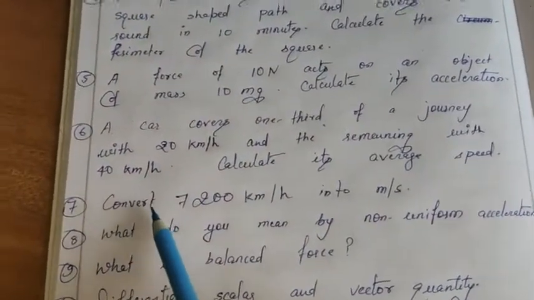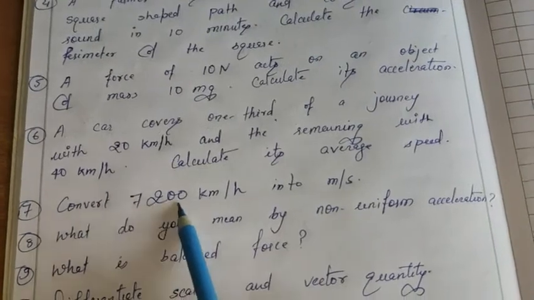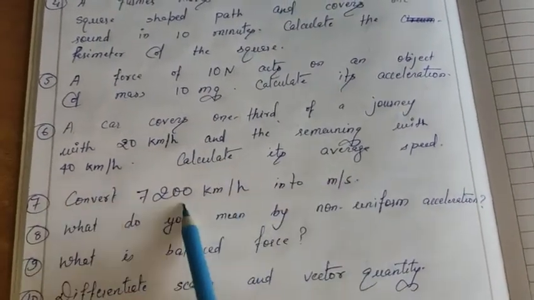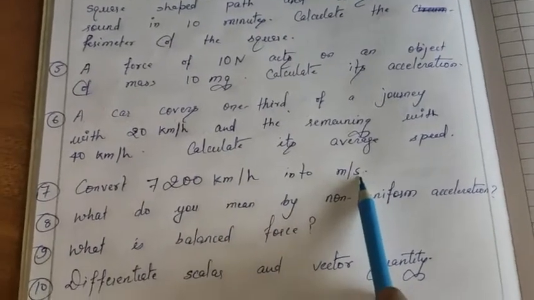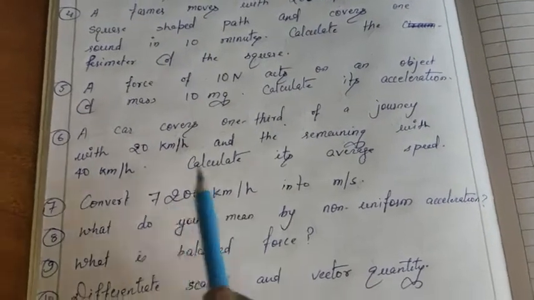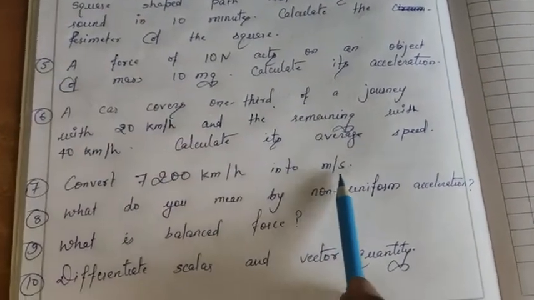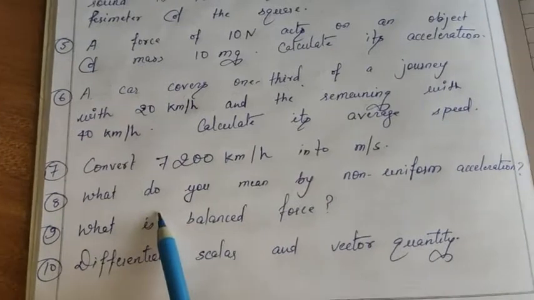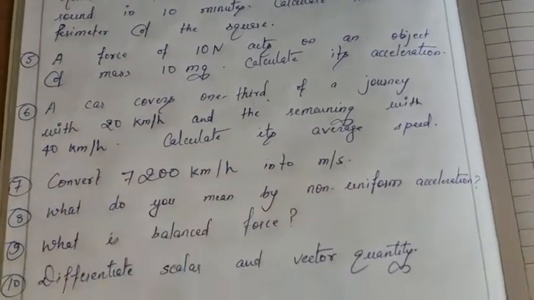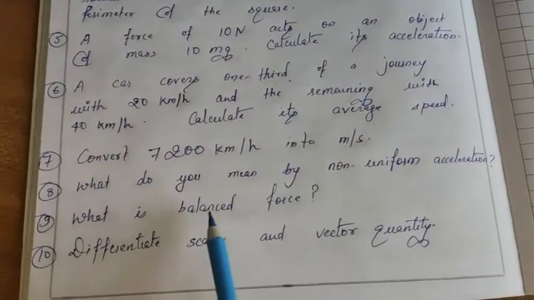Seventh one, convert 7200 km per hour into meter per second. You have to convert this value into SI unit. Kilometer per hour is not the SI unit of speed, so you have to convert it into the SI unit, that is into meter per second. Eighth one, what do you mean by non-uniform acceleration? You only have to define non-uniform acceleration.